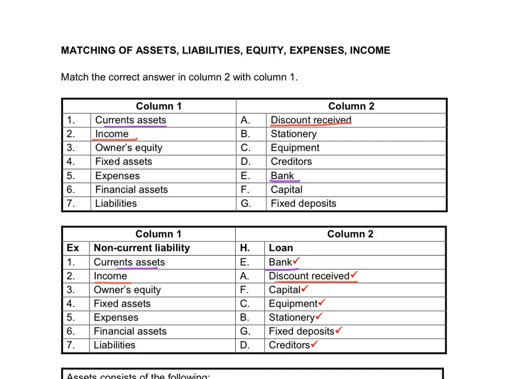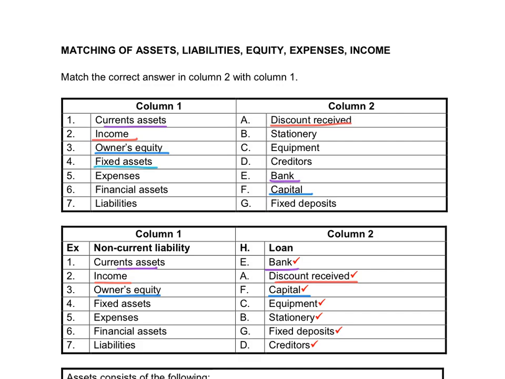Owner's equity is the amount of money that the business owes the owner, or the total amount that the owner invested in the business, and the owner's accounts consist of capital and drawings. If we look at column 2, the only one available is capital, so owner's equity we will match with capital.